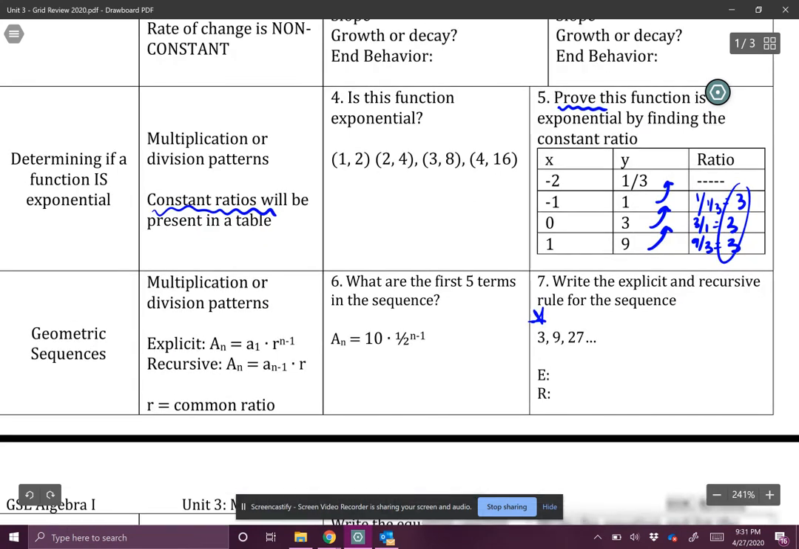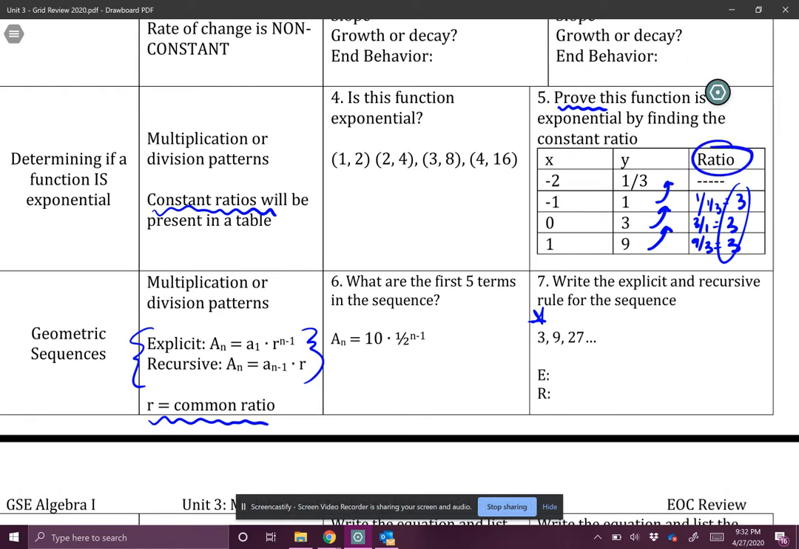Similar to arithmetic sequences, geometric sequences are multiplication and division patterns with an explicit and recursive formula as well. Except instead of a common difference, we're going to see a common ratio in this case. So again, we saw ratio here in number 5. We're looking at ratios again. So to find the first 5 terms in number 6, we just substitute a 1 in, a 2 and a 3, and that's not as difficult. But here, we're going to practice writing our explicit and our recursive formula.